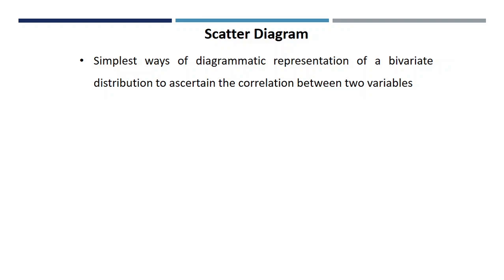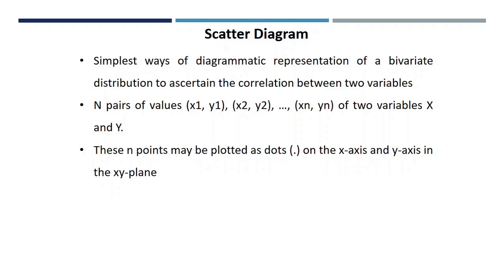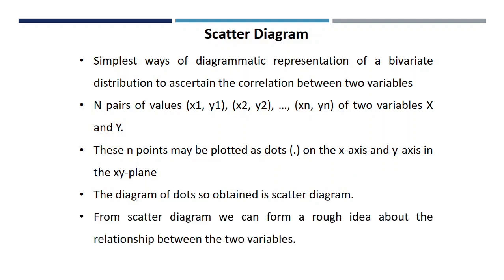The scatter diagram is the simplest way of diagrammatic representation of a bivariate distribution to ascertain the correlation between two variables. We are given n pairs of values x1, y1, x2, y2, etc., xn, yn of two variables x and y. These points may be plotted as dots on the xy plane. The diagram of dots so obtained is called a scatter diagram. From the scatter diagram, we can form a rough idea about the relationship between the two variables, but we won't get any numerical values from it.